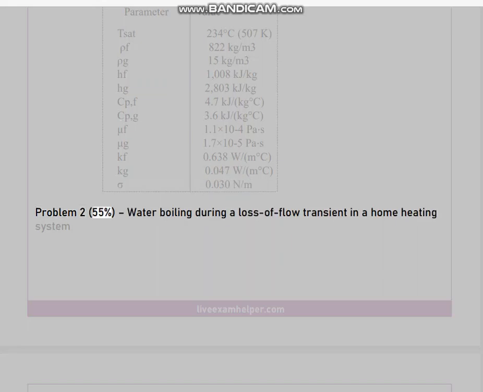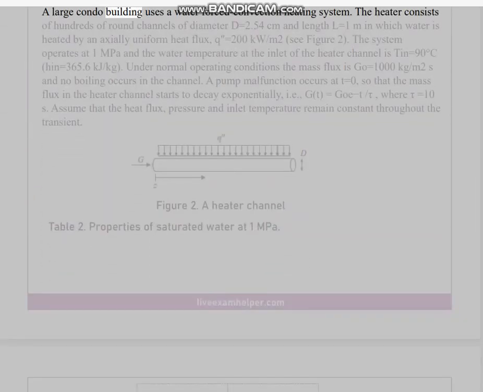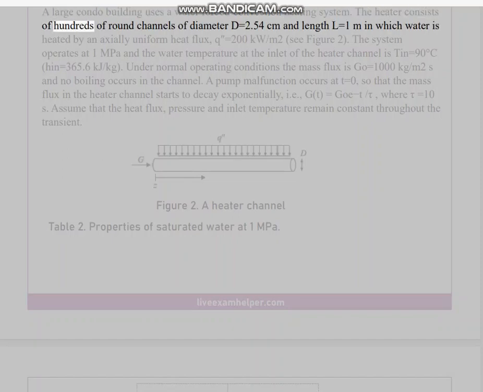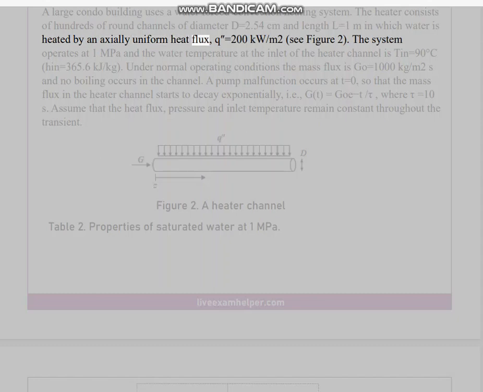Problem 2, 55%: water boiling during a loss of flow transient in a home heating system. A large condo building uses a water forced convection heating system. The heater consists of hundreds of round channels of diameter d equals 2.54 cm and length L equals 1 m, in which water is heated by an axially uniform heat flux, q'' equals 200 kW/m2, see Figure 2.